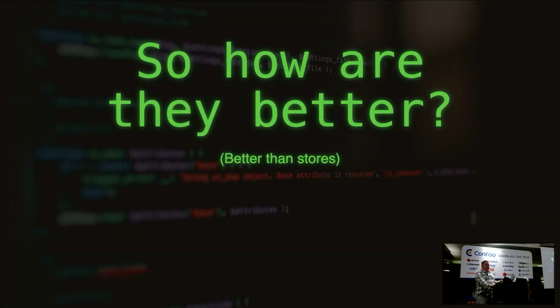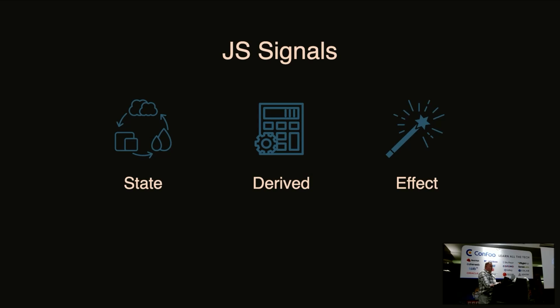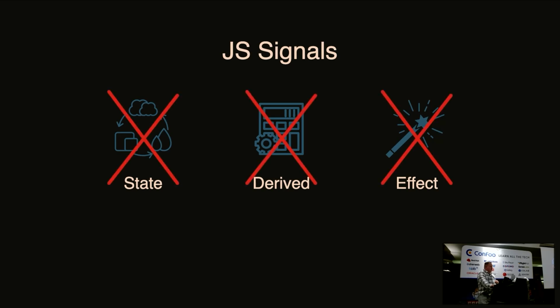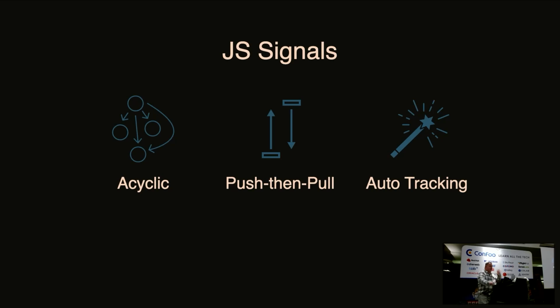So how are they better than stores? If we look at the properties across this, stores can have all this. Stores have state, they have derived, they have effect. So it's none of these. Then we get into this. Well, stores actually can be a directed acyclic graph too, so it's not that one. So we got these things. The properties are push and pull and auto tracking that make it better than stores.